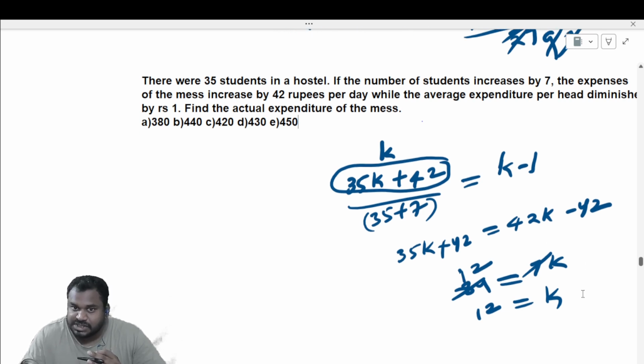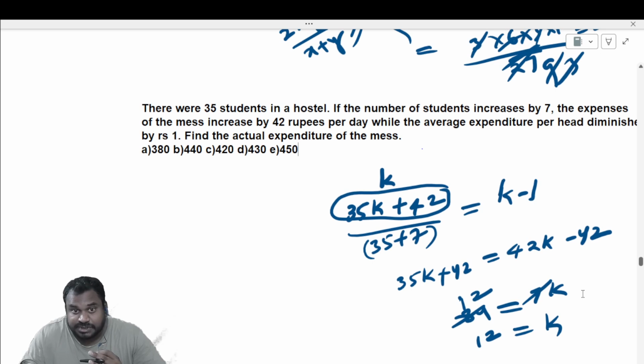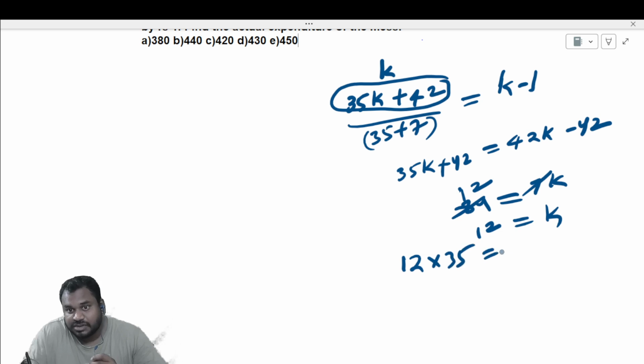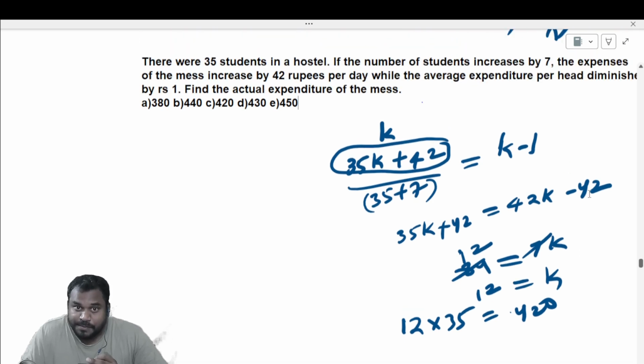Initial average expenditure. I'm saying average, not the total. Find the actual expenditure of the mess. So 12 is the average, into the total number of people. Initially there were 35, so 12 into 35 is 420. 420 is the answer. So this is the actual procedure.